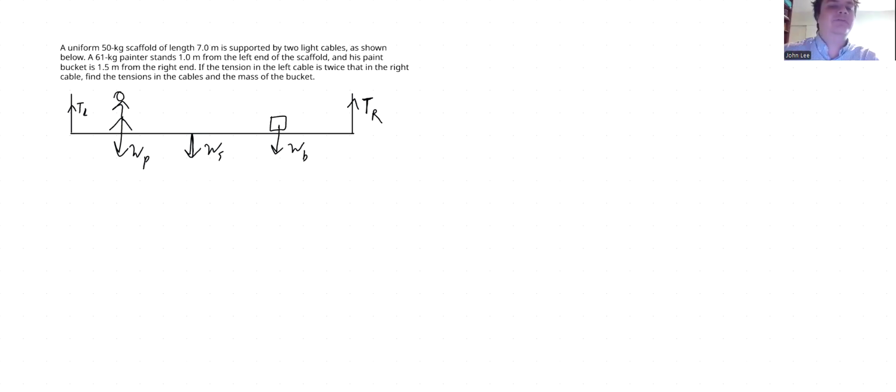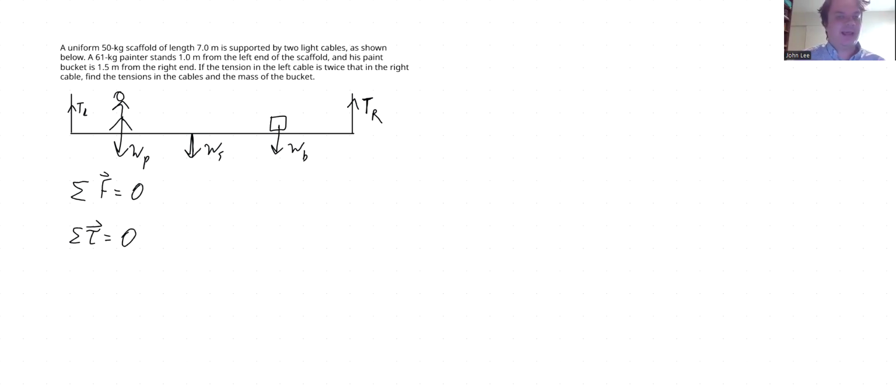So we have two unknowns here, which means that we're going to end up needing two equations. This is going to be a statics problem, but a more complex statics problem than we've seen before, where in addition to having the condition that the sum of F equals zero, you also have the sum of all torques equaling zero.